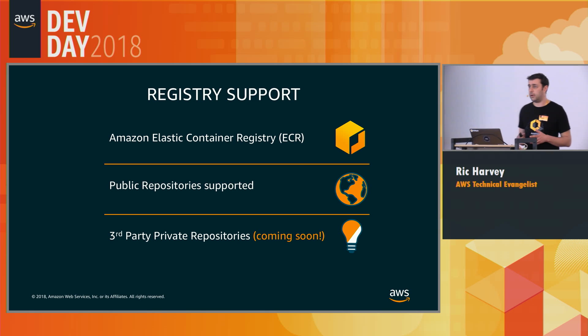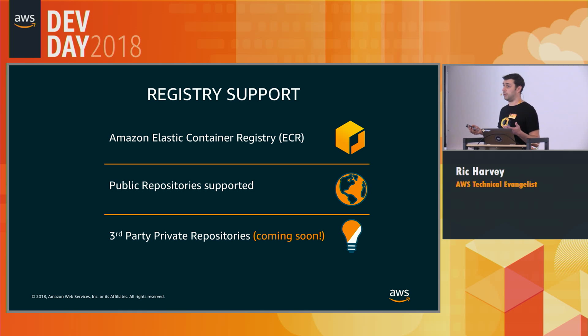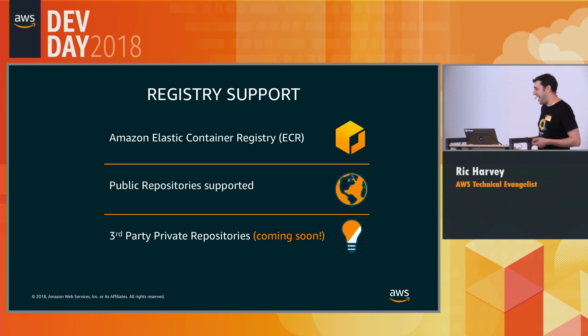So the Fargate or the ECS system will be able to log into private repositories, be that private Docker Hub or something like quay.io. It'll be able to log in there. I'm not saying quay.io for you over there, our American friend. So that integration will be coming soon.